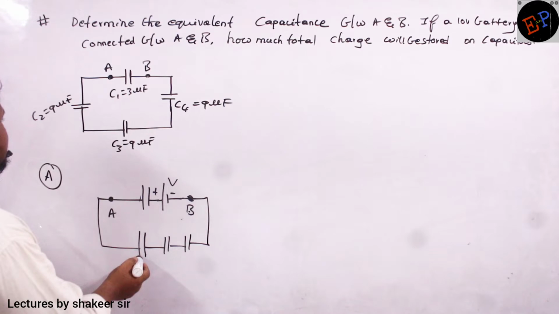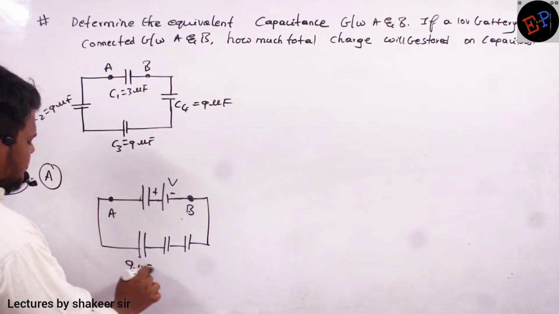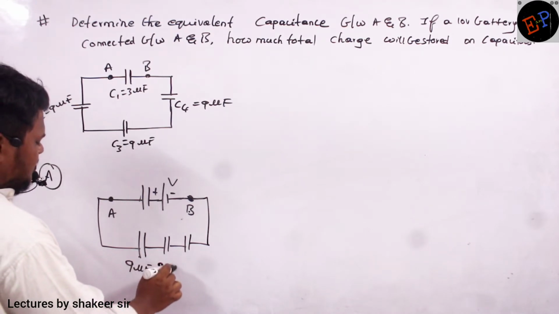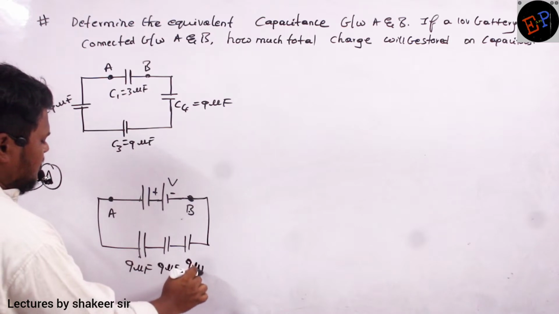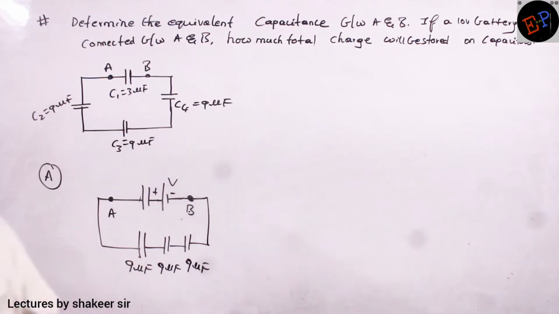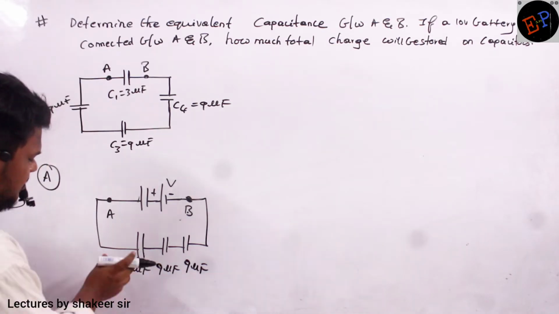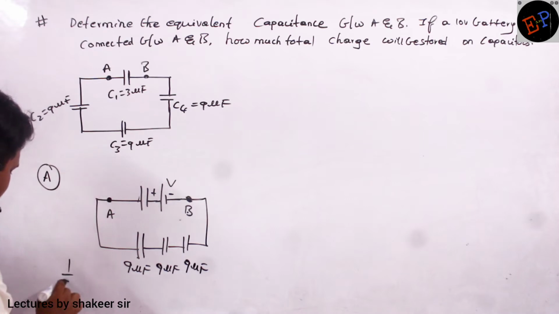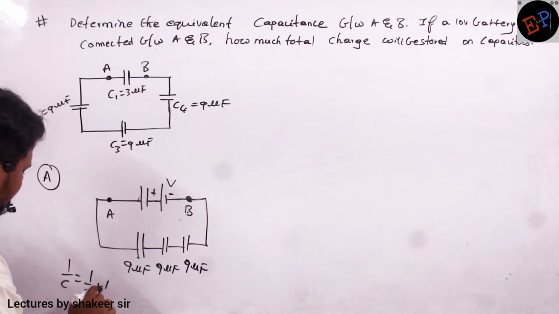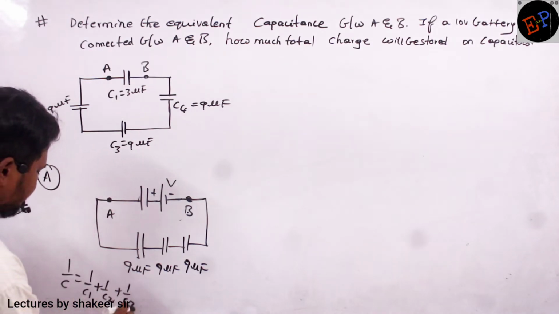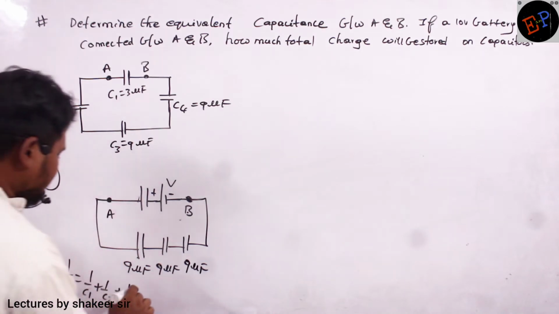Capacitance of this one is how much? 9 microfarads. This one 9 microfarads, and this one is also 9 microfarads. One minute, ma? Okay. So therefore, what is the total capacitance of these three capacitors? 1 by C is equal to 1 by C1 plus 1 by C2 plus 1 by C3. That's all, no? Because they are connected in series connection.